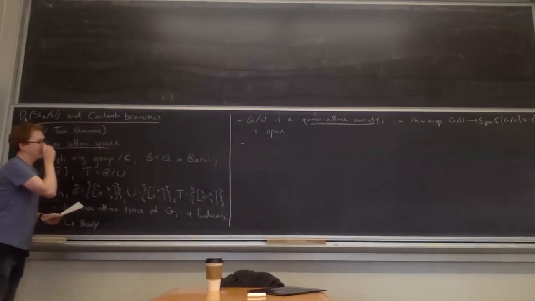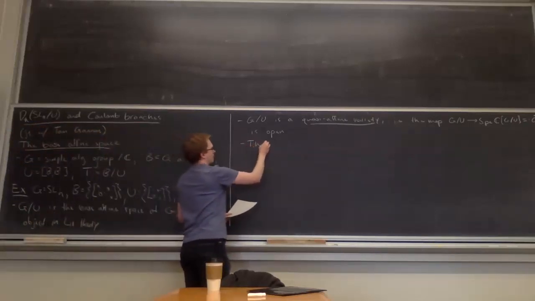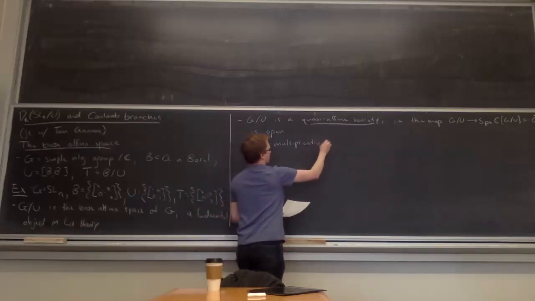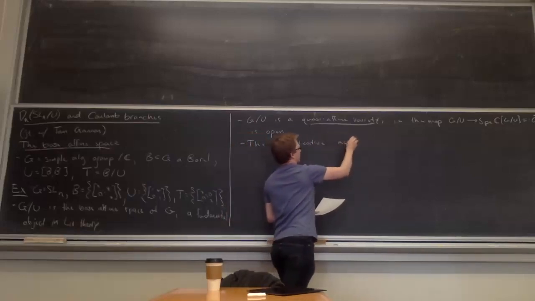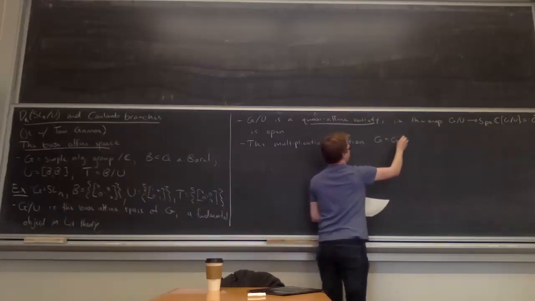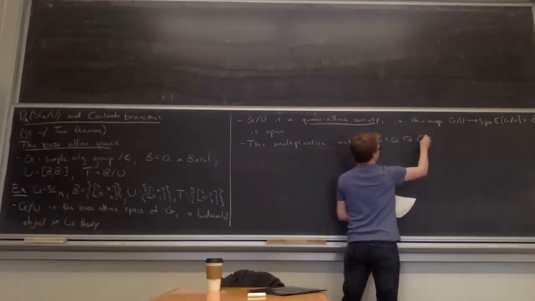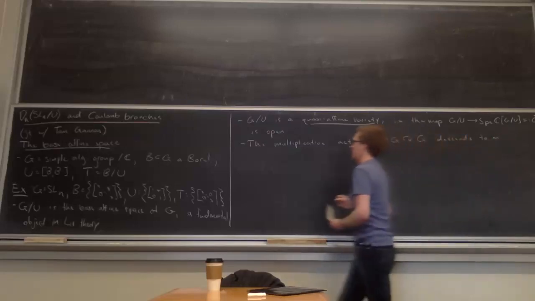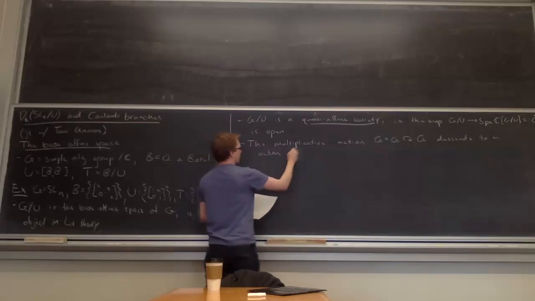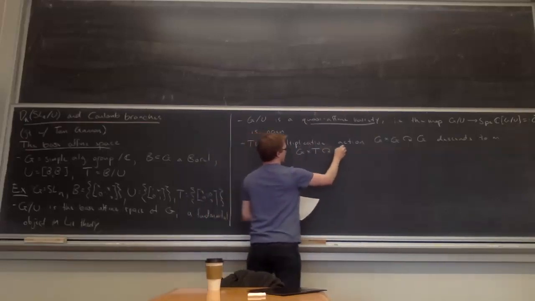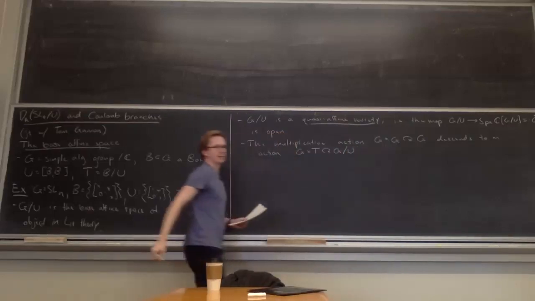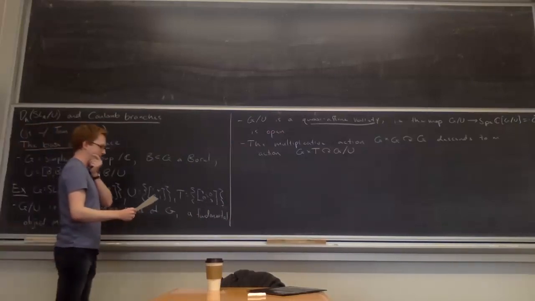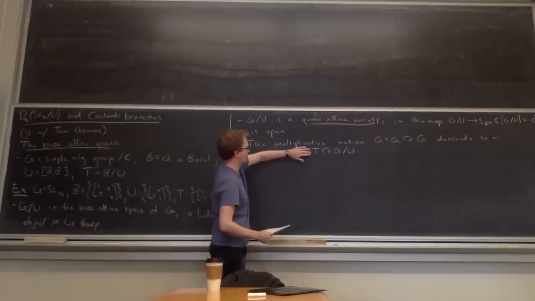We have some natural, obvious symmetries on this. So the multiplicative action of G times G on itself by left and right multiplication descends to an action of G times T on G mod U, and then by extension also on its coordinate ring, hence on the spec of its coordinate ring. So let's talk a little bit about both of these actions.